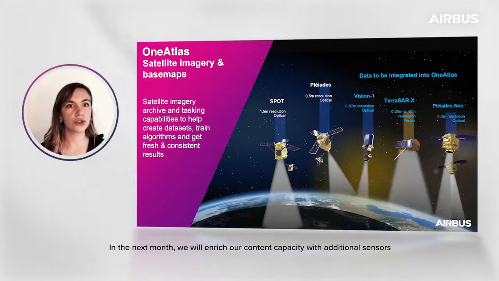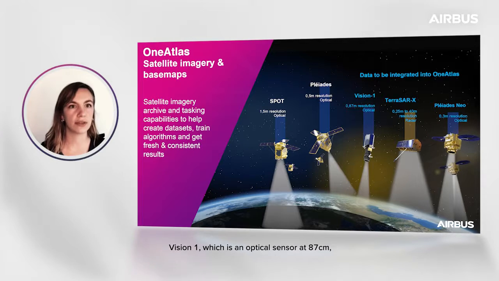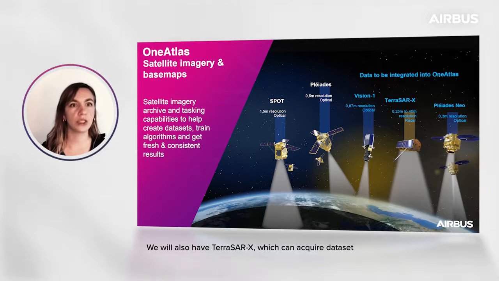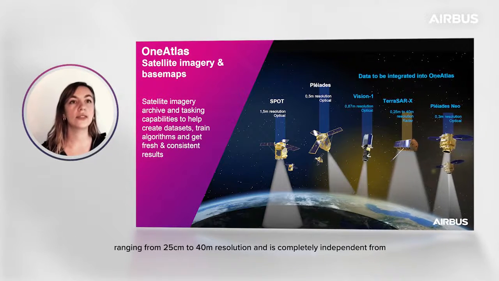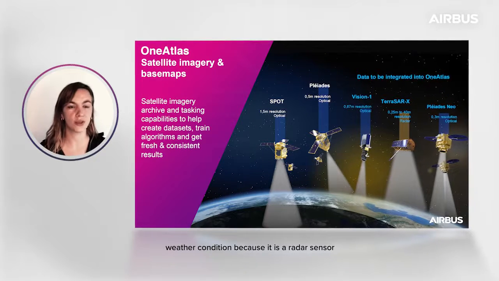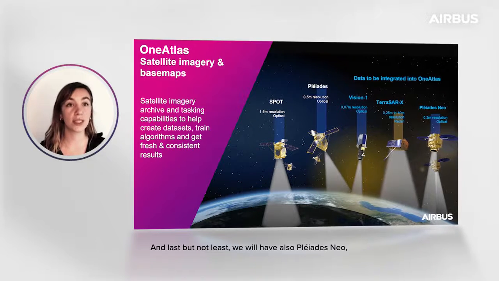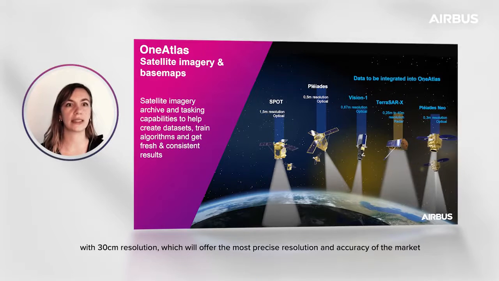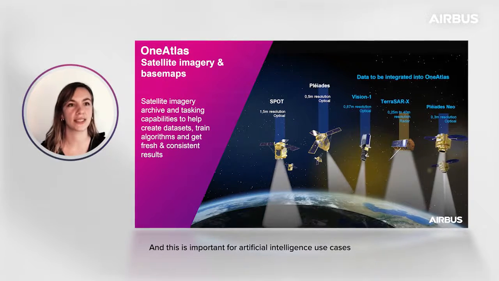But that's not all. In the next months, we will enrich our content capacity with additional sensors. Vision One, which is an optical sensor at 87 centimeter, will greatly complement Pleiades and Spot capabilities. We will also have TerraSAR-X, which can acquire datasets ranging from 25 centimeter to 40 meter resolution, and is completely independent from weather condition because it is a radar sensor. And last but not least, we will also have Pleiades Neo with 30 centimeter resolution, which will offer the most precise resolution and accuracy of the market. And this is of much importance for artificial intelligence use cases.